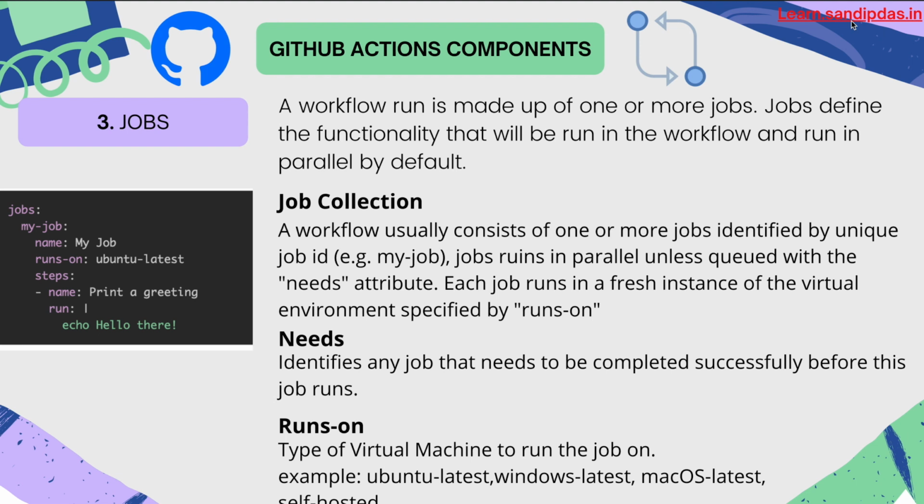Okay. Now jobs run in parallel unless queried with the needs attribute, and each job runs in a fresh instance of the virtual environment specified by the runs-on keyword. Okay. And again, needs identifies any job that needs to be completed successfully before running the current job. Okay. Now the runs-on. runs-on specifies the type of virtual machine to run the job on. For example, ubuntu-latest, windows-latest, macos-latest, or maybe self-hosted. Okay. And we'll be discussing self-hosted in a few minutes.